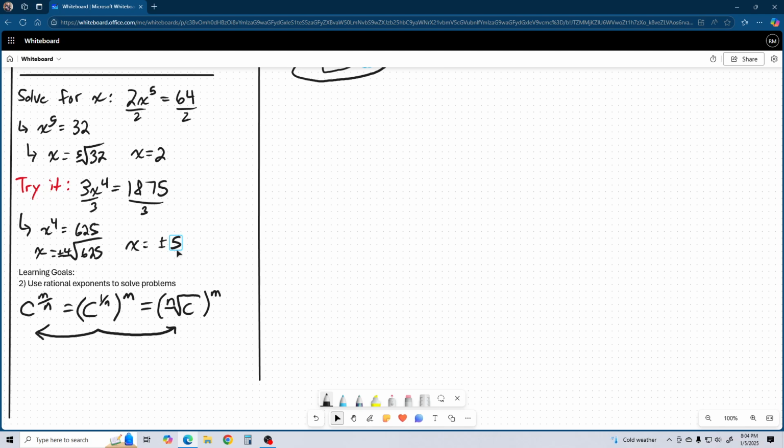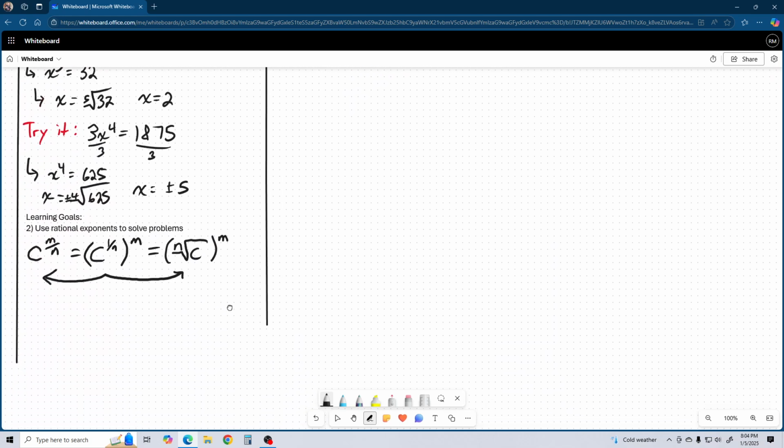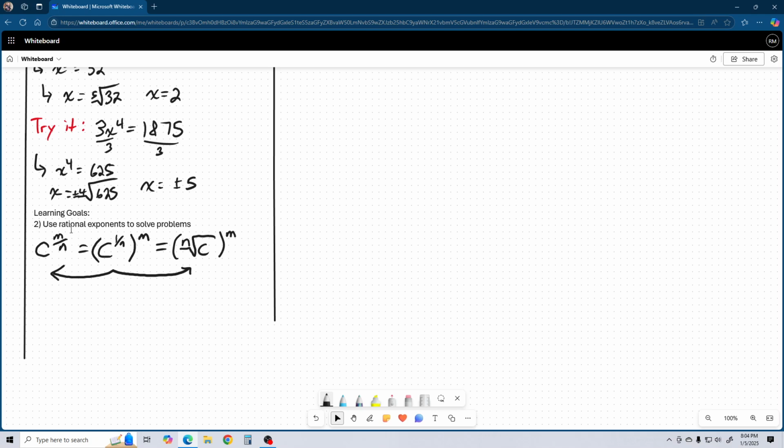All right, so that kind of solves all of our nth root equations. So let's go ahead and look at our learning goal, right? We said that by the end of this, we wanted to be able to use rational exponents, in other words, exponents that are fractions, to solve problems.